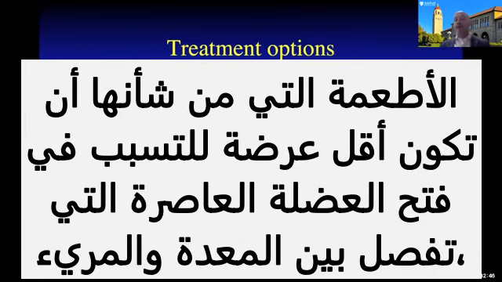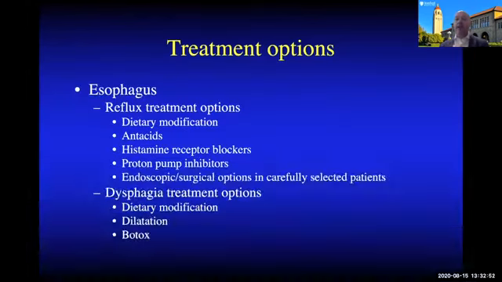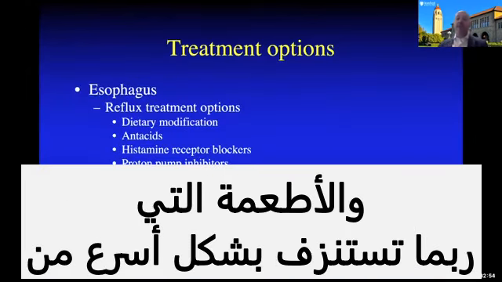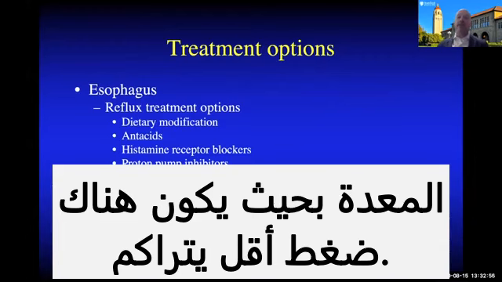With reflux, the first step is often dietary modification. And what we're trying to do there are to give foods that will be less likely to cause the sphincter that separates the stomach and the esophagus to open, and foods that will perhaps drain faster from the stomach so that there's less pressure that builds up.